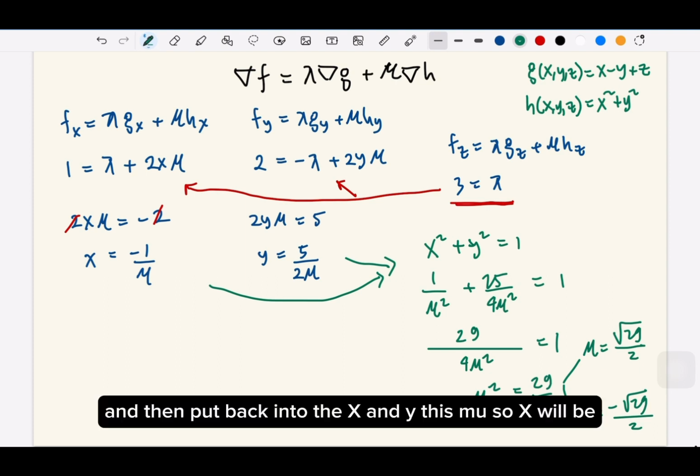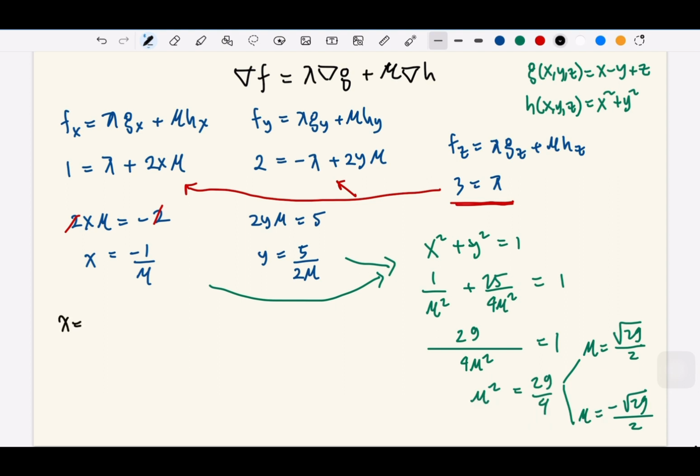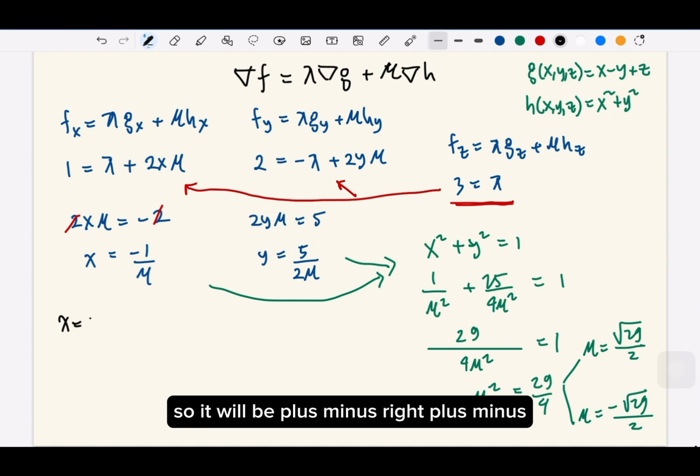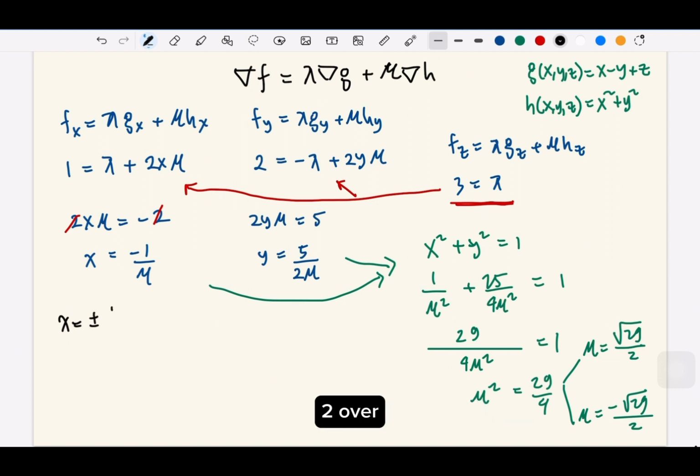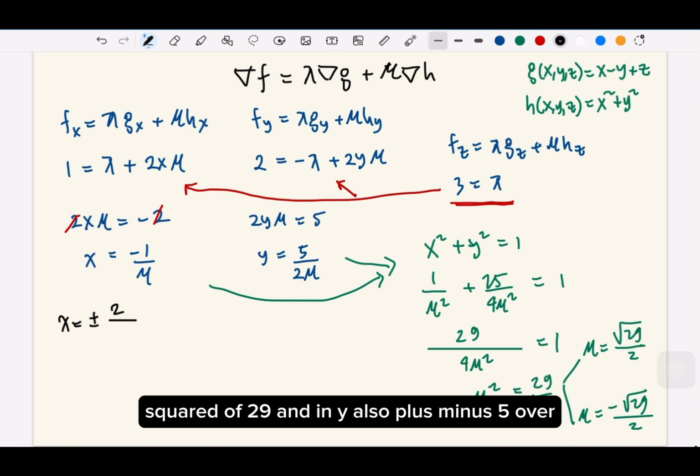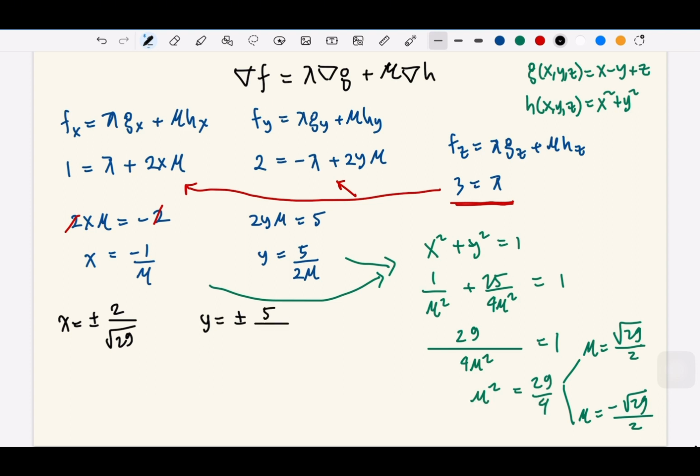And then put this mu back into the x and y. So x will be negative 1, so it will be plus minus, right? Plus minus 2 over square root of 29, and then y also plus minus 5 over square root of 29.